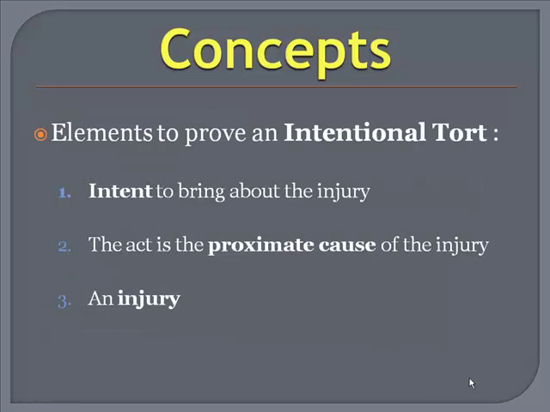So first, how to prove an intentional tort? You have to show that there was an intent to bring about the injury. Otherwise, as we learned before, it would be a negligence. Then the act is the proximate cause of the injury, and then, of course, that there was an injury.